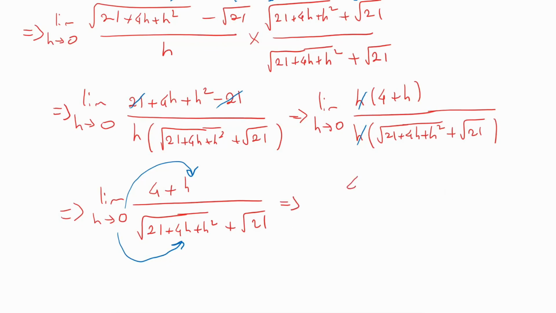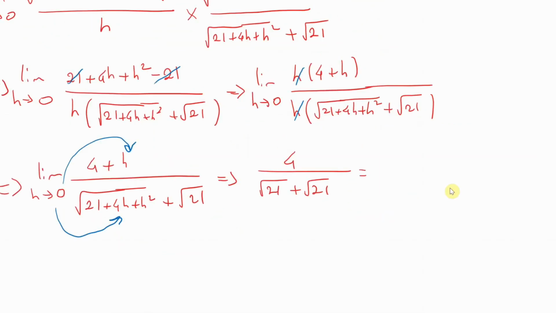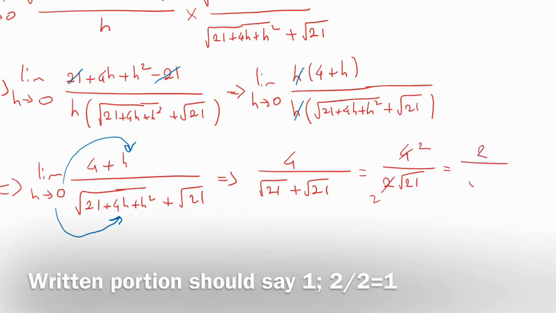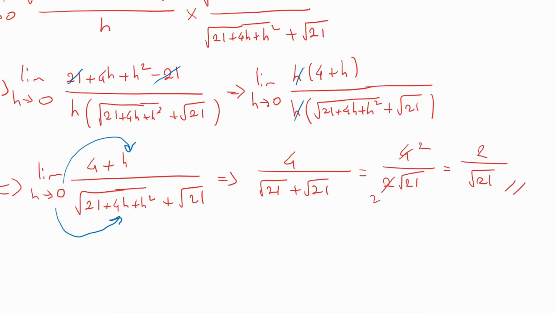Now I have 4 over root 21 plus root 21. I ended up with 4 over 2 root 21. I can cancel these out, divide 4 by 2, divide 2 by 2. So I ended up with 2 over root 21.